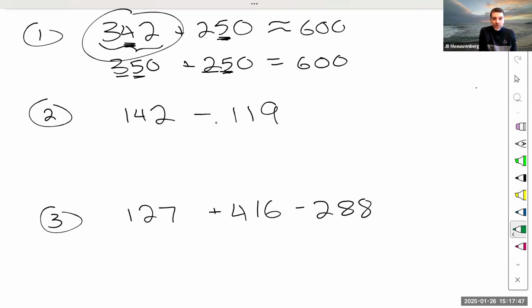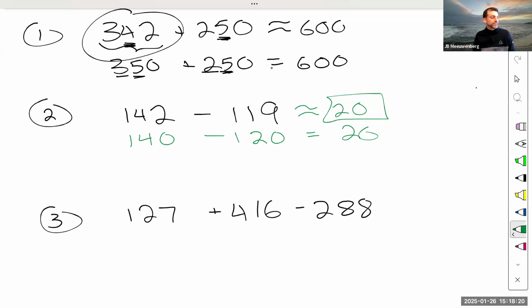So what I saw here for this one is that I'm just going to round them both to the nearest 10. I'm going to round them both to the nearest 10. 140 minus 120. For me, that seemed like the easiest thing to do. And 140 minus 120, I'm using the counting up method. 20 plus 20 gets me to 140. So I know that that is going to be my difference. So that has an approximation of 20.